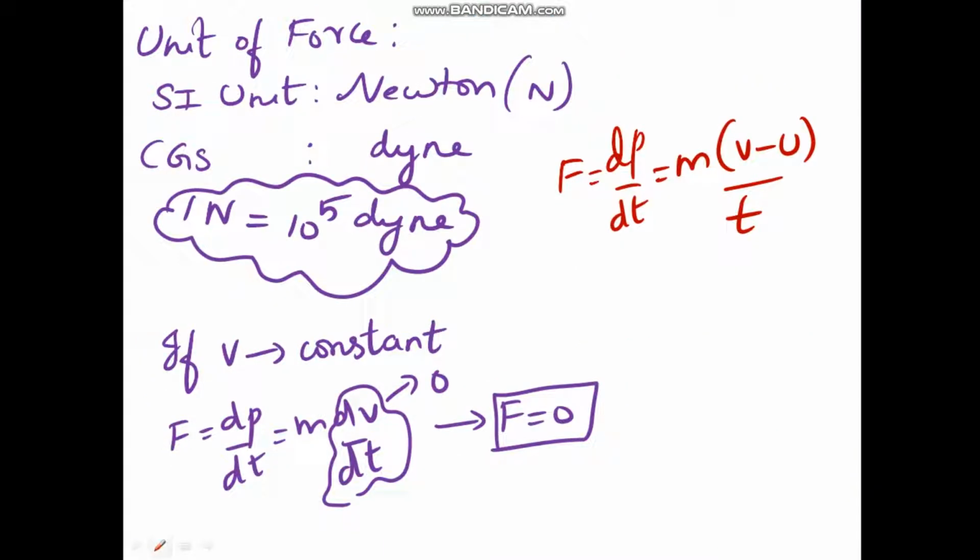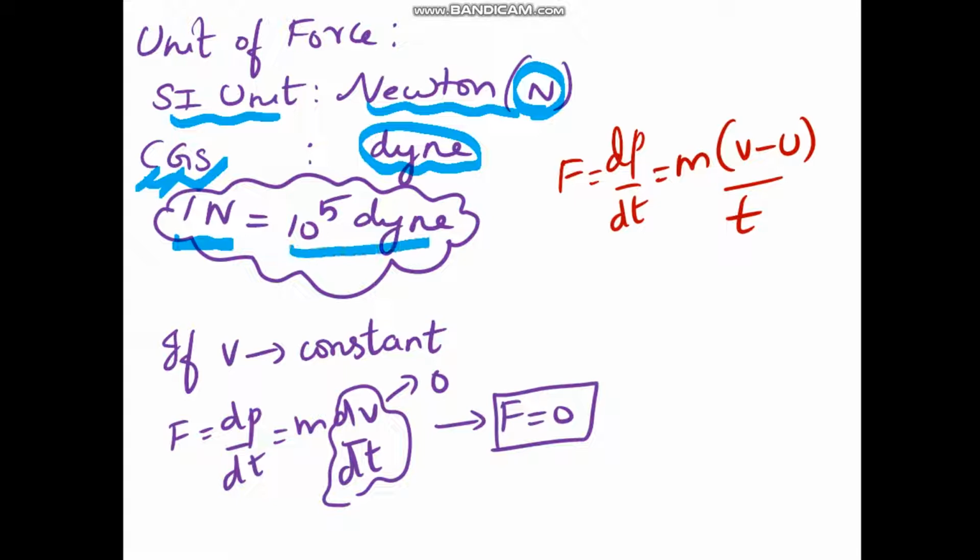Now let us see the unit of force. The SI unit of force, that is the standard system unit, is the Newton, which is indicated by capital N. In the CGS system, that is centimeter gram second, the unit of force is the dyne, and 1 Newton is equal to 10 power 5 dyne. You must remember this for doing numericals.